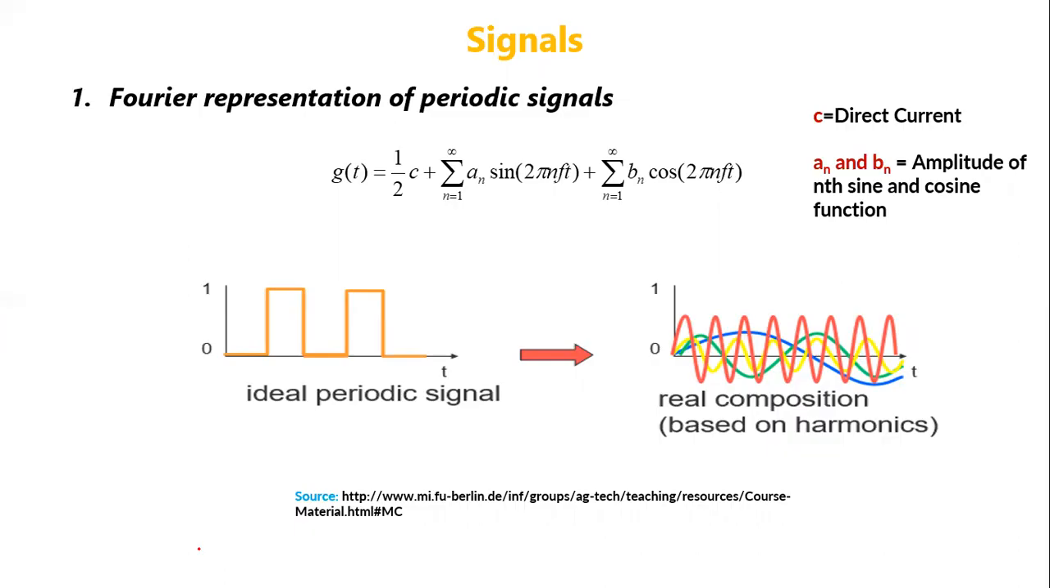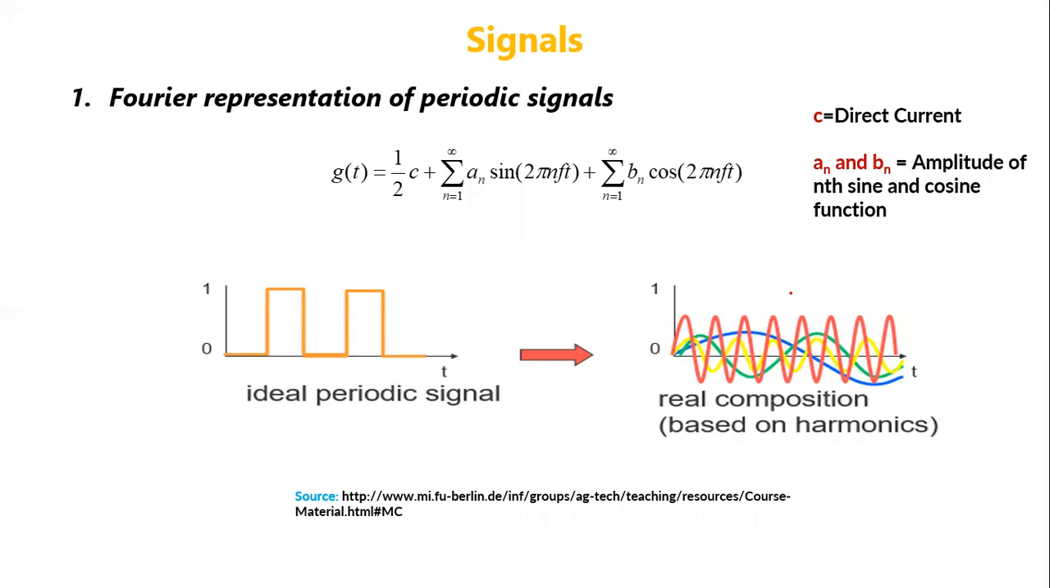So this is how an ideal periodic signal looks like, and this is a sine wave with different frequencies. In real time also you cannot create a signal with infinite frequencies. Even if you create such a signal, the medium will not accept all the frequencies.